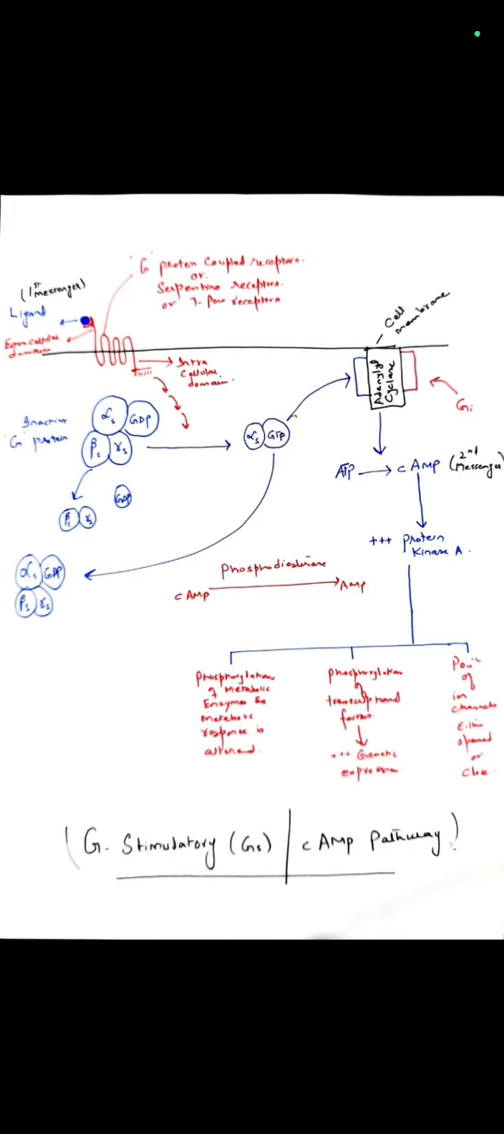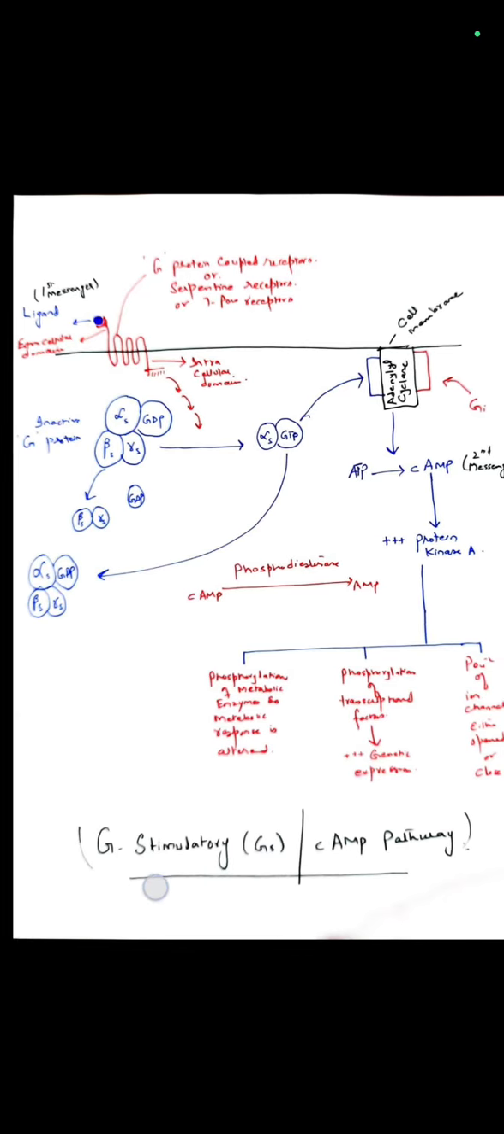And once cyclic AMP has performed its activity, it is inhibited by the enzyme phosphodiesterase. What phosphodiesterase will do is convert cyclic AMP into AMP. So this is all about the G stimulatory pathway.